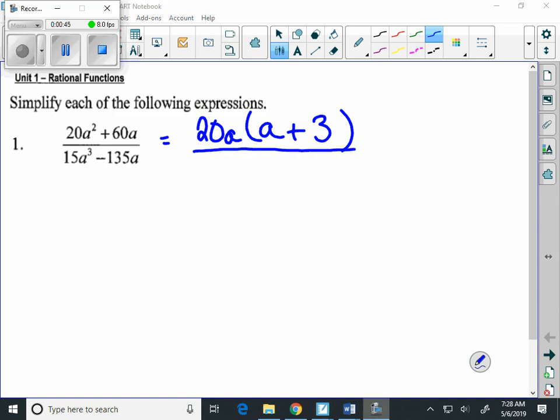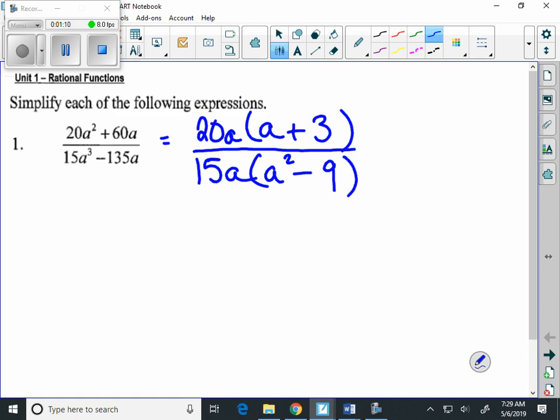Greatest common factor in the denominator is 15a, it looks like. And when we factor out 15a, 15a cubed divided by 15a is a squared. We had 3 a's, we took out 1, we've got 2. And then 135 divided by 15 is 9, and we already took out the a.